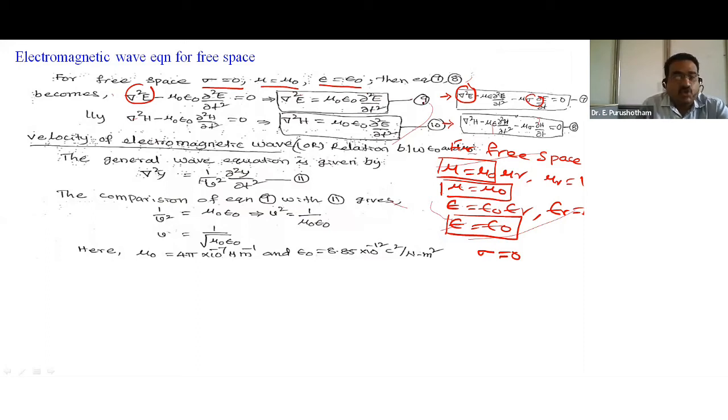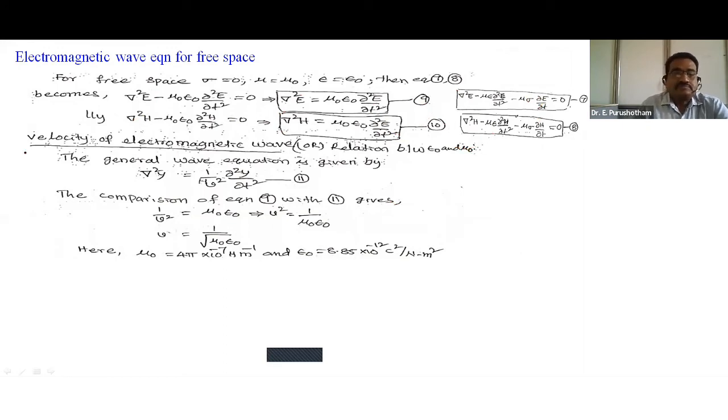The equation 9 is known as the electromagnetic wave equation for free space. Similarly, we can write equation 8: del square H minus mu naught epsilon naught dou square H by dou t square is equal to 0, or del square H is equal to mu naught epsilon naught dou square H by dou t square. This is equation number 10. This equation is known as electromagnetic wave equation for free space. So this is for 2 marks. Next, velocity of electromagnetic wave or the relation between epsilon naught and mu naught.